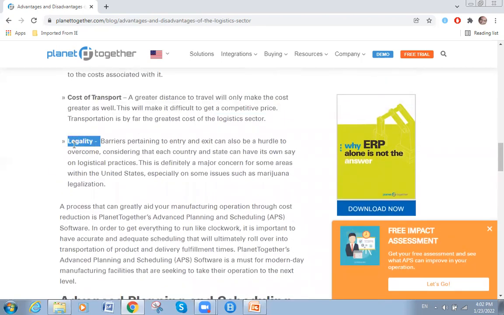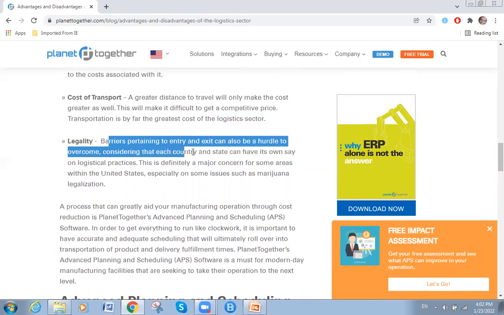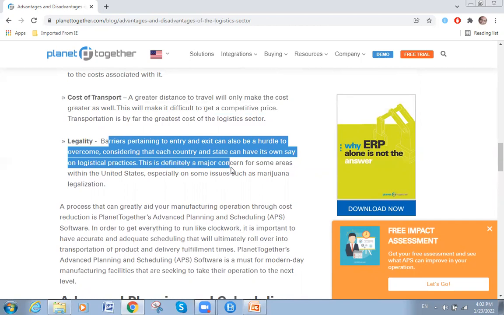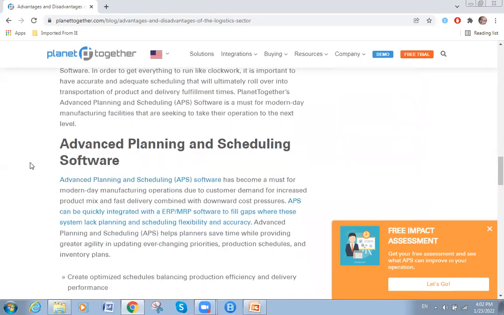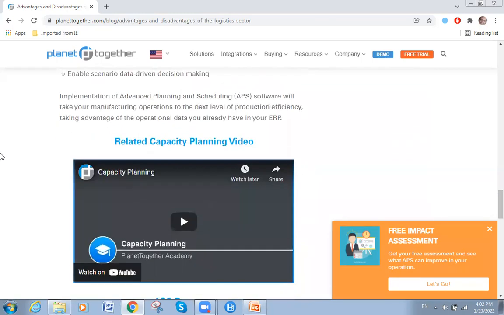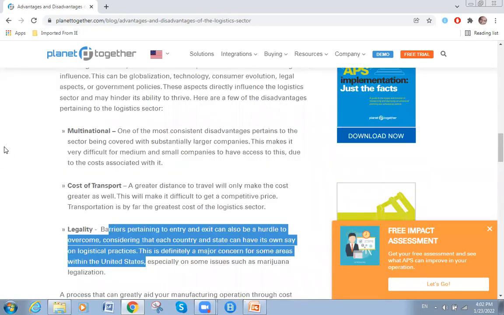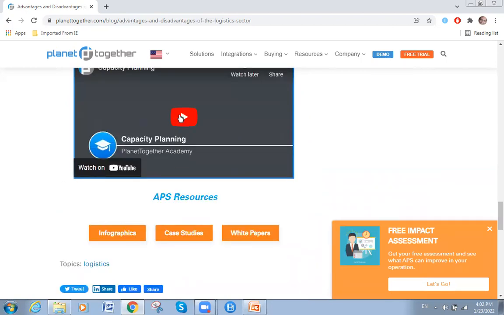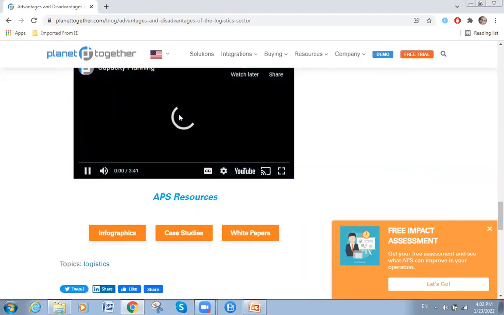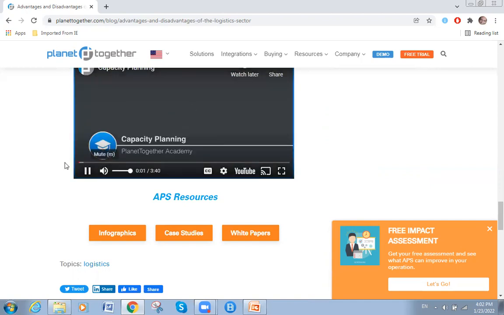Legality. Barriers pertaining to entry and exit can also be a hurdle to overcome, considering that each country and state can have its own say on logistical practices. This is definitely a major concern for some areas within the United States. He's talking about the United States. So let us see this video quickly about this topic and see what is there regarding the advantage and disadvantage of the logistics system.